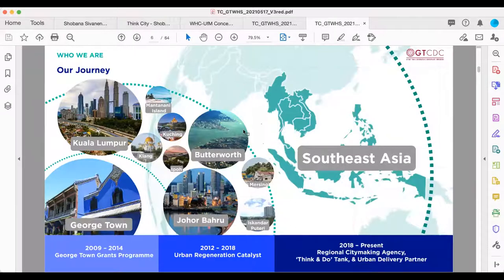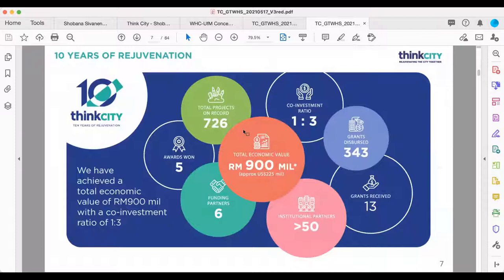And our journey has now enabled us to expand to different parts of Malaysia, and we are in the process of expanding our footprint. Principally our focus has been on how you revive and renew existing urban centers, a lot of which have historical legacies that can be unlocked. We have focused our efforts on all of these different cities that you see on the screen, in terms of how heritage can be used as an asset to renew and reposition. Let me start with a case study. Over the last 10 years, we have done nearly 750 projects with an economic value of RM1 billion, and it has created a systematic impact in the cities in Malaysia.